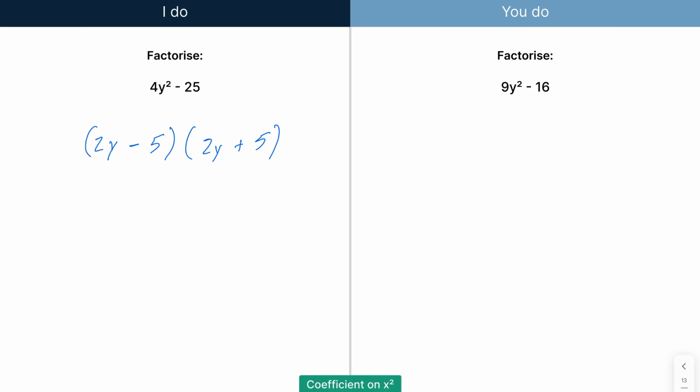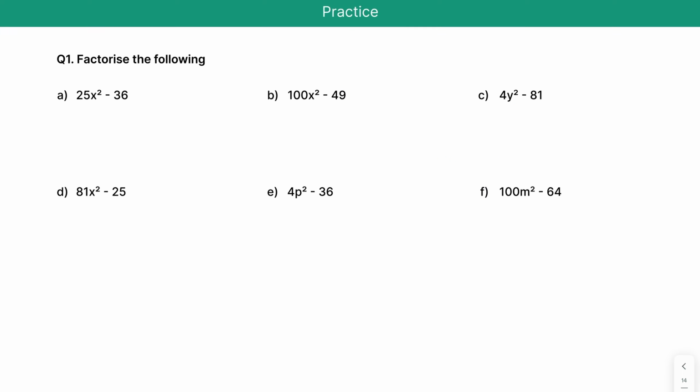So again, hopefully you've pressed pause and had a go at the example on the right. We're going to square root this. That gives me 3y. Square root this. That gives me 4. So it's 3y minus 4 and 3y plus 4. That's my answer there. So here are some practice questions. Press pause now and have a go. Here are the answers. Mark your work.